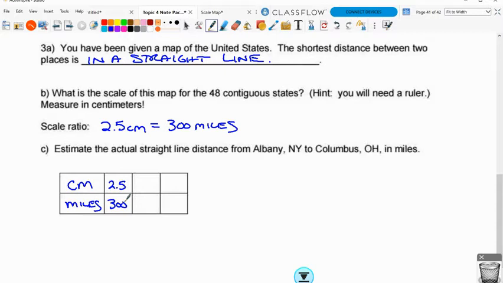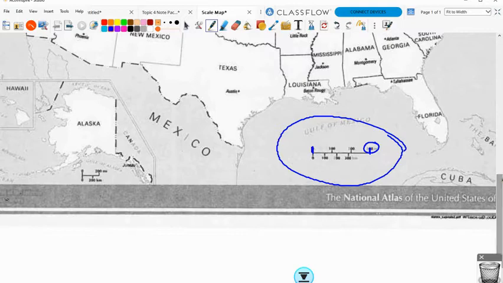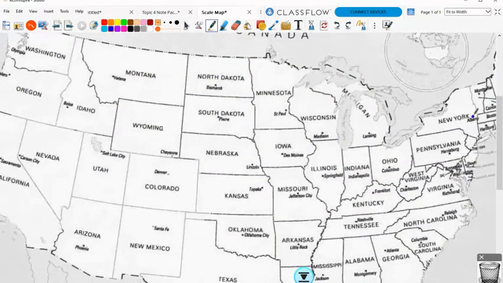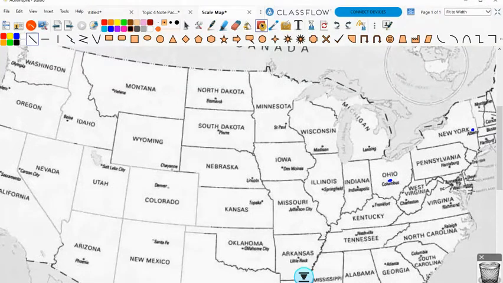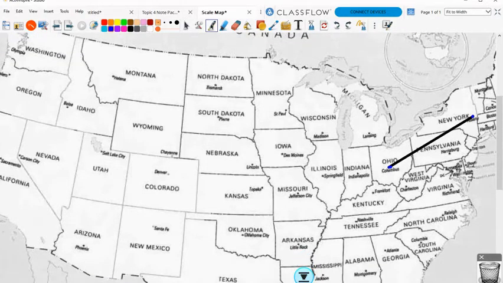And now what I'm going to do is estimate the actual straight line distance from Albany, New York to Columbus, Ohio. So what I'm going to have to do is use my ruler and my map, and I'm going to have to find those two cities. Well, I know Albany, that's really easy. Albany's right there, and Columbus, Ohio is right here. And so what I'm going to do is use my ruler, and I'm going to measure what this straight line distance is from Albany to Columbus. Okay, and so when I go ahead and I do that, I measured a distance of 4.2 centimeters.